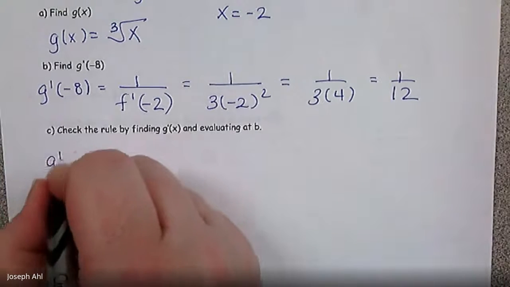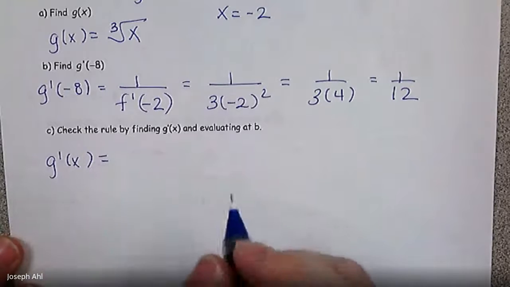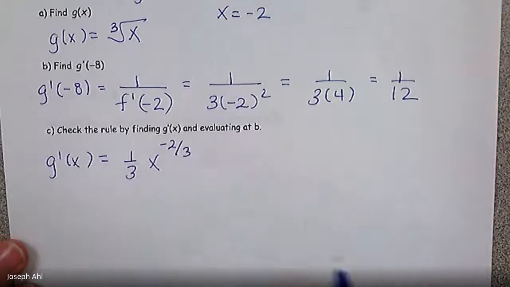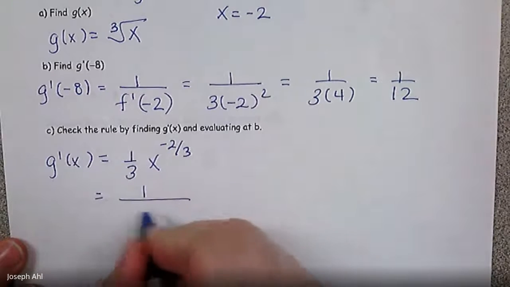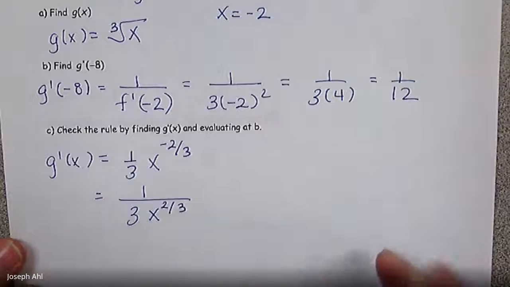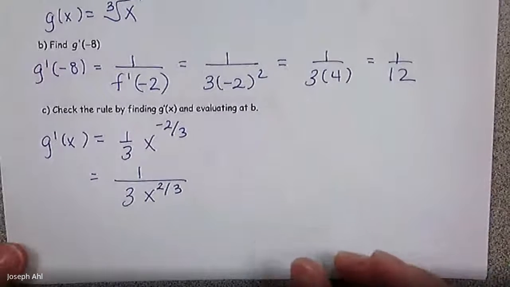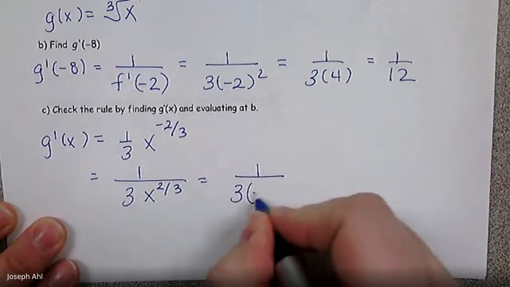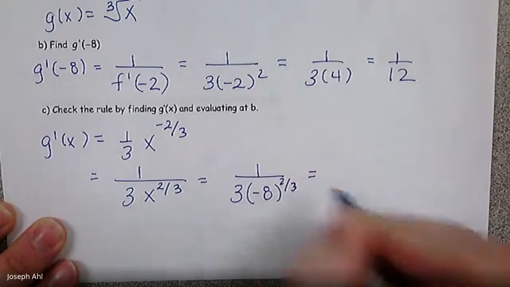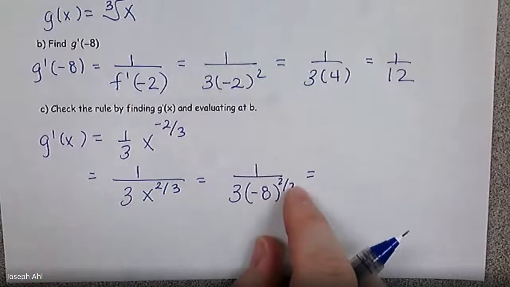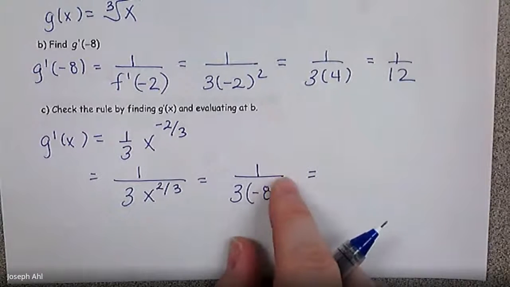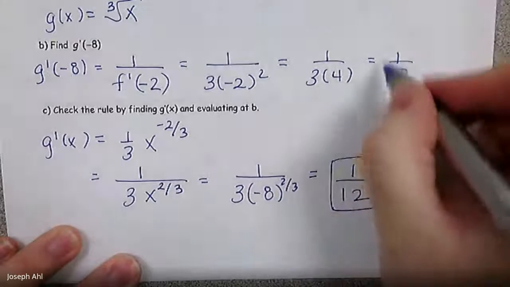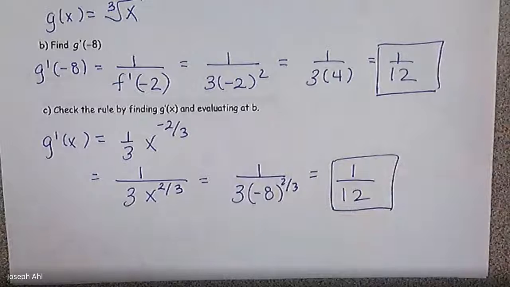So for g prime of x, given that g of x is the cube root of x, we would get 1/3 x to the -2/3 power. If you want to rewrite that as 1 over 3 times x to the positive 2/3, we can use a positive exponent there. If we evaluate this at -8, we get 1 over 3 times -8 to the 2/3. And let's see. Well, -8 to the 2/3, cube root of -8 is -2. Squared is 4, times 3 is 12 down in the denominator. So those do in fact match.